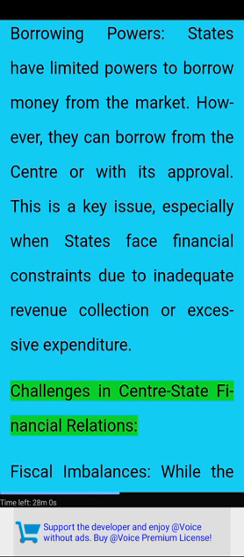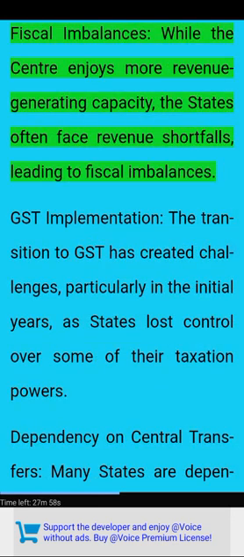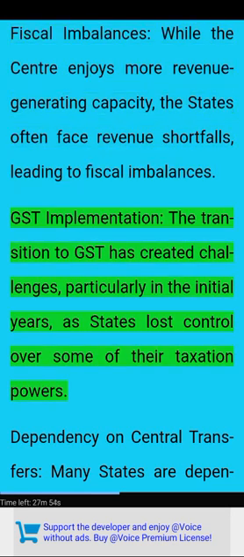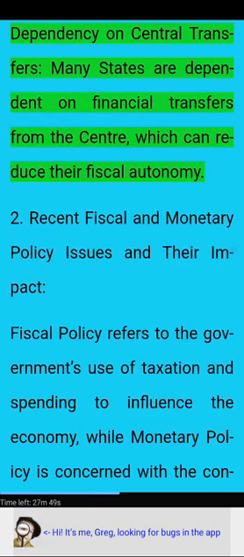Challenges in center-state financial relations. Fiscal imbalances. While the center enjoys more revenue-generating capacity, the states often face revenue shortfalls, leading to fiscal imbalances. GST implementation. The transition to GST has created challenges, particularly in the initial years, as states lost control over some of their taxation powers. Dependency on central transfers. Many states are dependent on financial transfers from the center, which can reduce their fiscal autonomy.